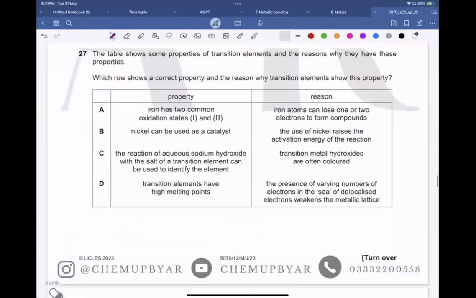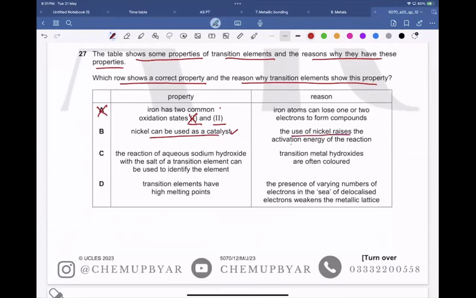Question number 27. The table shows some properties of a transition element and reasons why they have these properties. Which row shows a correct property and the reason why transition elements show this property? Iron has two common oxidation states. No, completely wrong. It's 2 and 3. So A goes wrong. Nickel can be used as a catalyst. Yes, it is. The use of nickel raises the activation energy. No, it does not raise, it lowers the activation energy.